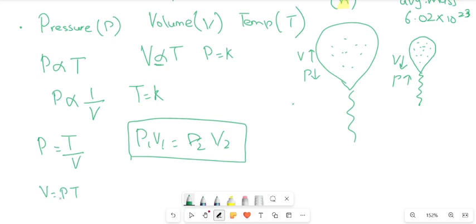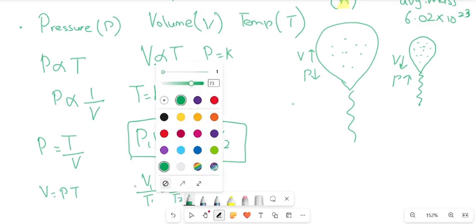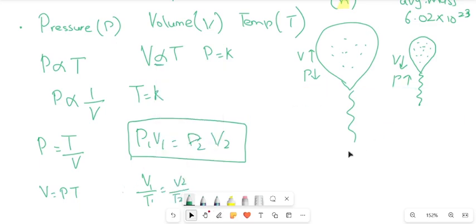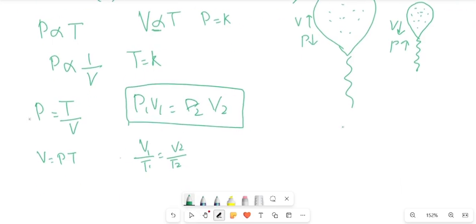In this, if I want to have the constant as the subject of the equation, I'll have V1 over T1 equals V2 over T2, and that is equal to the constant. This is one formula. It's usually used when you have to see the difference between two things.